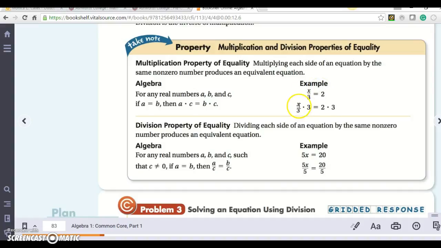If I have x over 3 times 3, then it's also equal to 2 times 3. If I multiply both sides by 3, that gives me the equivalent equation. The same thing goes for the division property of equality. By dividing each side of the equation by the same non-zero number, it produces an equivalent equation. So for 5x equals 20, if I divide both sides by 5, I get the same equivalent equation.